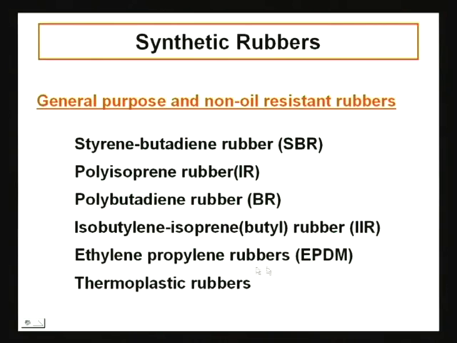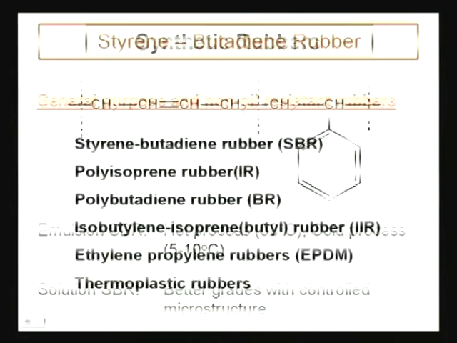Then general purpose and non oil resistant rubbers. These are the examples: styrene-butadiene rubber, polyisoprene rubber, IR, polybutadiene rubber, BR, isobutylene isoprene butyl rubber, ethylene propylene rubber, EPDM, thermoplastic rubbers. These are non oil resistant rubbers. That means you cannot make any product which has to perform in contact with oil, I mean petroleum based oil, not vegetable oil.